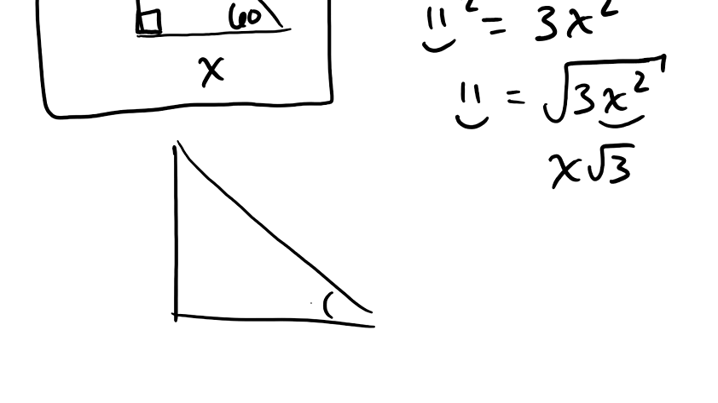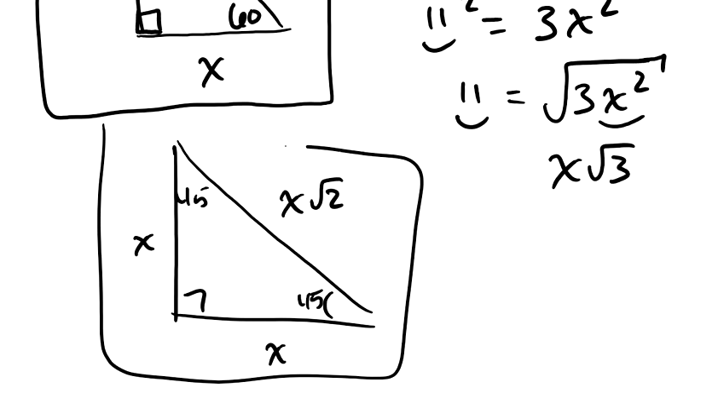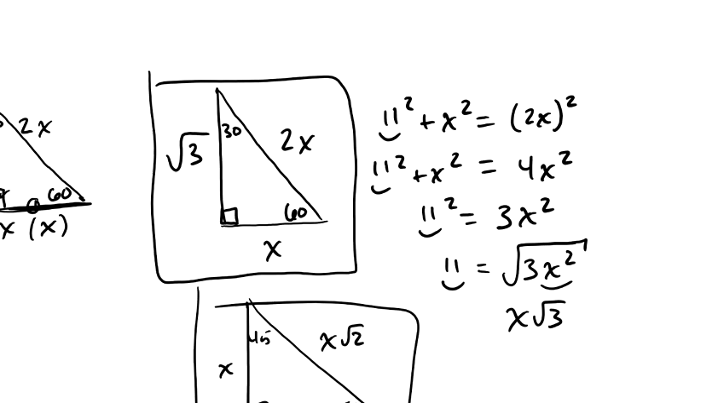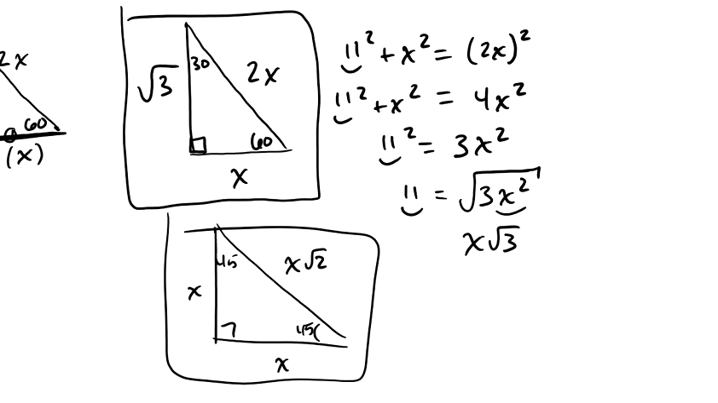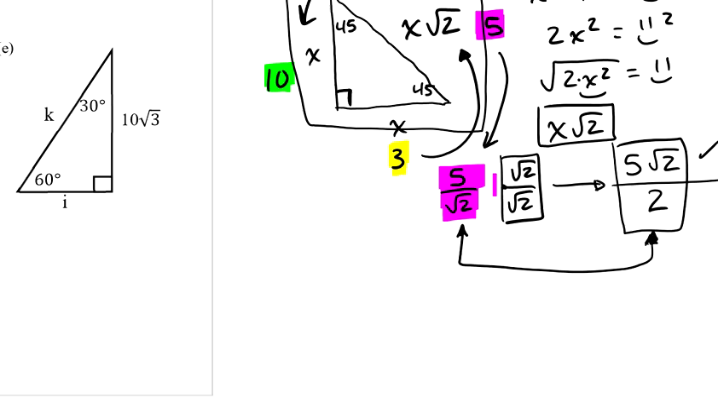We've got, here's our 45, 45, 90, and we just had x, x, and x times the square root of 2. So make sure those are on these pages, and then you kind of understand how to use them. Let's go ahead and look at the 4 problems that we have here real quickly, and we'll apply these.